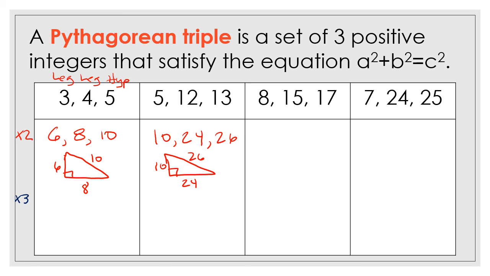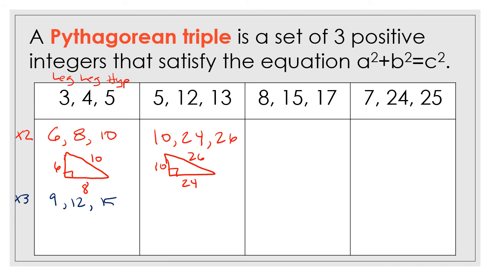Now, we could also triple my original numbers. So 3 times 3 is 9, 4 times 3 is 12, and 5 times 3 is 15.